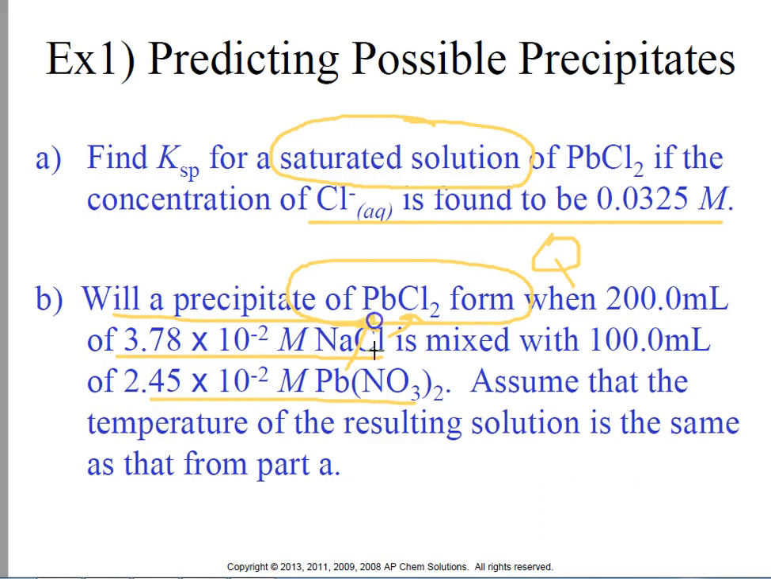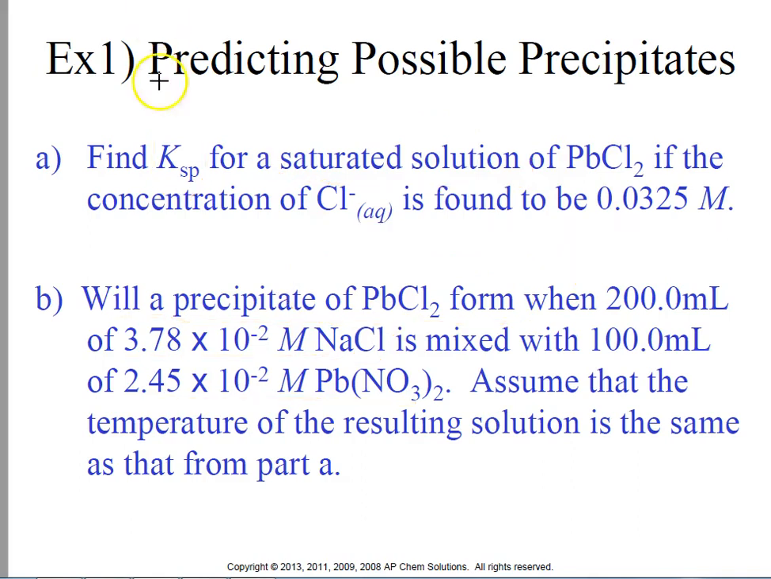So we've got the lead. So we're mixing lead and chlorine together. Will a precipitate form? Well, we've got to calculate Q to figure that out. We want to assume that the temperature is the same as part A, because if the temperature is the same, then we can use the same K value that we're going to calculate in part A. Alright, so I'm going to flip over where you can see me writing, and we'll work this problem out. Keep the problem in front of you to refer to.